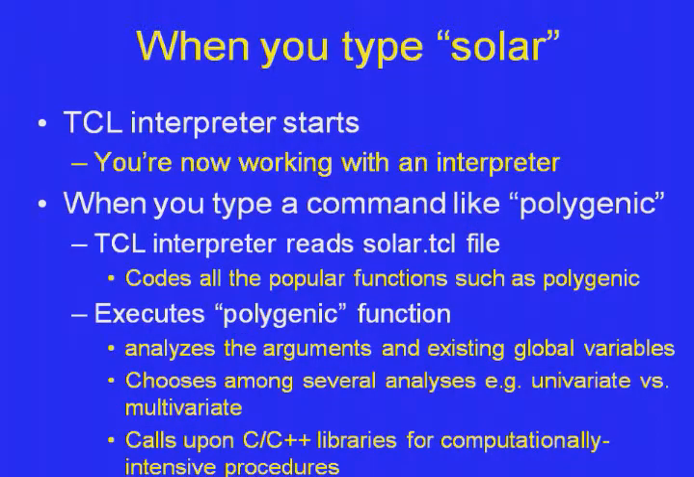So when you actually type solar, it's the TCL interpreter that starts, and you're now working with it like with an interpreter, very similar to the way the R package works. And when you type a command like polygenic, the TCL interpreter reads the solar.tcl file, which codes all the popular functions, including polygenic, and executes the polygenic function, which analyzes the arguments and existing global variables and chooses among several analysis types, and then calls upon object libraries for computationally intensive procedures.